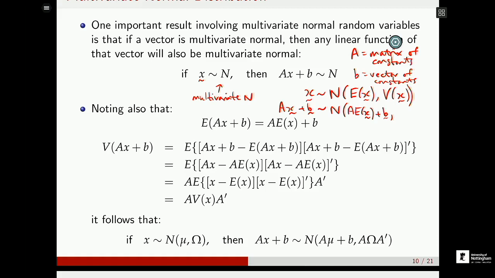But we can do a bit of simplification. We know already from the first bit that the expected value of Ax plus b is A expected value of x plus b. So in here and in here we can replace the expected value of Ax plus b with A E[x] plus b. We've got a minus outside of all of that, and the same thing in the second term as well. It's a carbon copy.